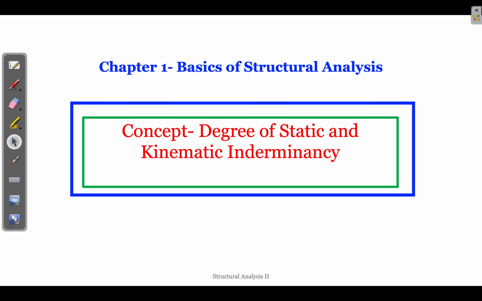Okay, so here we are going to start with chapter 1, that is Basics of Structural Analysis. And here we are going to cover a specific topic, that is degree of static and kinematic indeterminacy. But before we move to this topic, let us see the basics. What is the basics of structural analysis? What are the types of structures we have considered for the study?